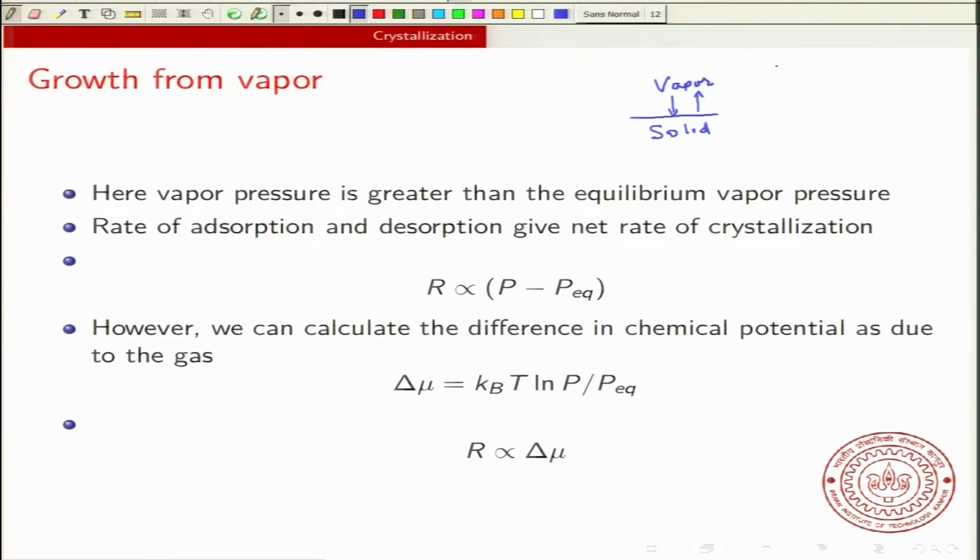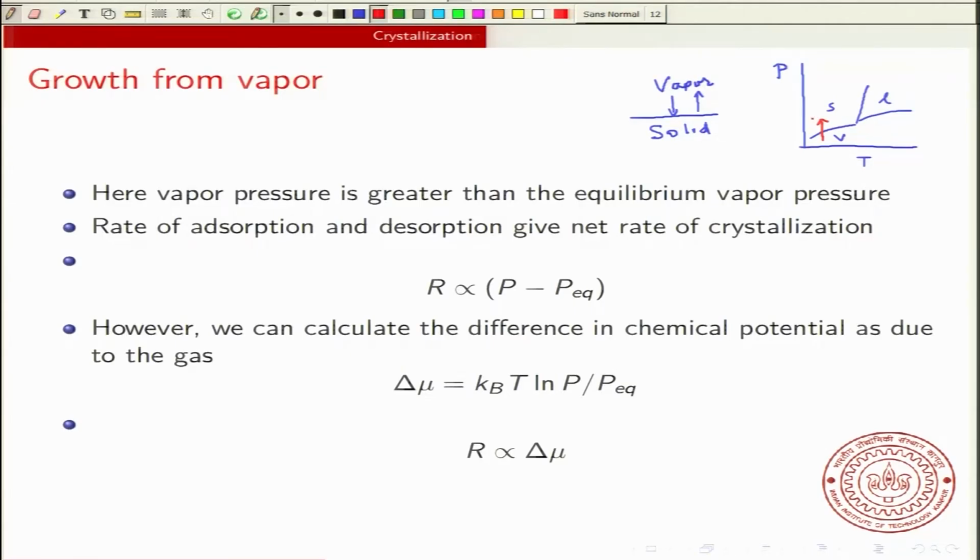Now again, if we look at the phase diagram, the PT phase diagram, okay, you have the liquid, you have the solid, you have the vapor. Okay, so what we imagine is that we are going like this in this case. So you imagine that you have a vapor, typically at very low pressure, and you increase the pressure and you will end up with a solid.